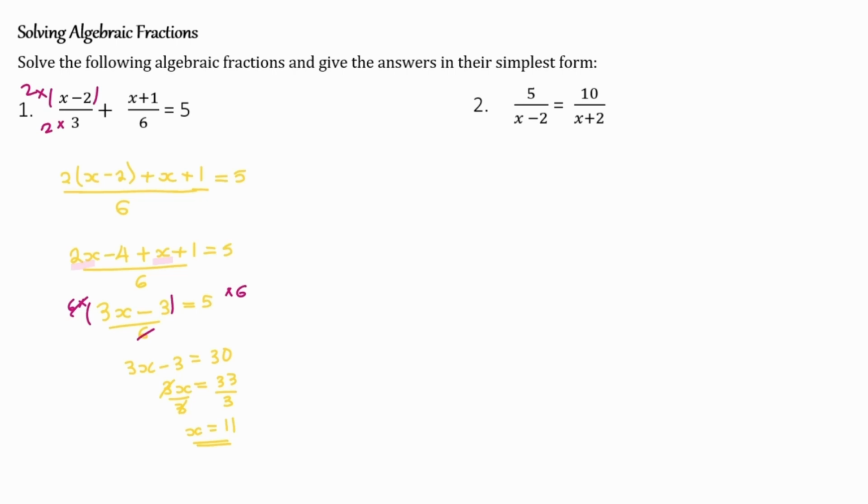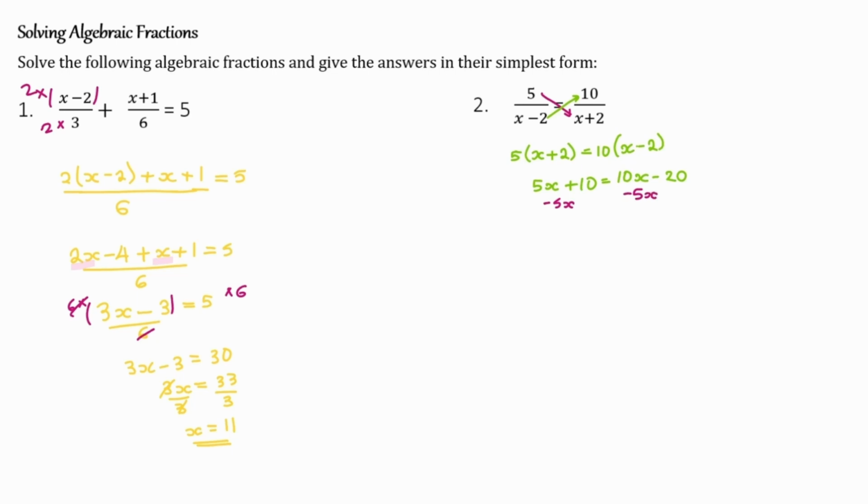equation all in one go, we can just do something called cross multiplication, which means we multiply the first numerator with the second denominator and the second numerator with the first denominator. So this would give us 5 times (x plus 2) is equal to 10 times (x minus 2). If we now expand the brackets, we will have 5x plus 10 is equal to 10x minus 20.